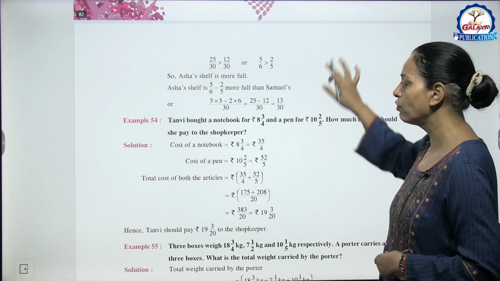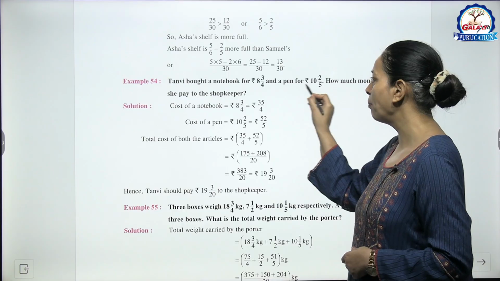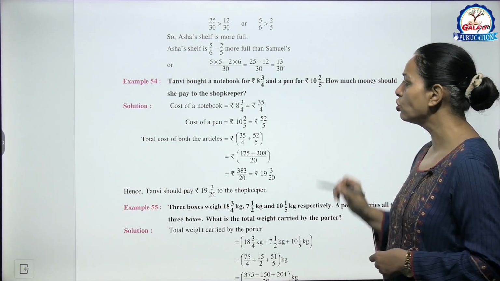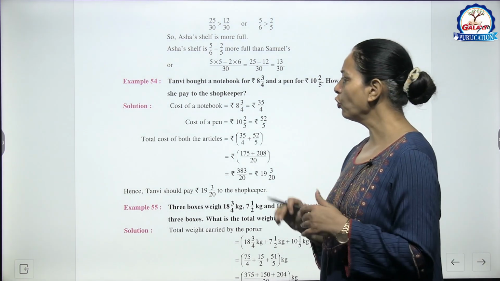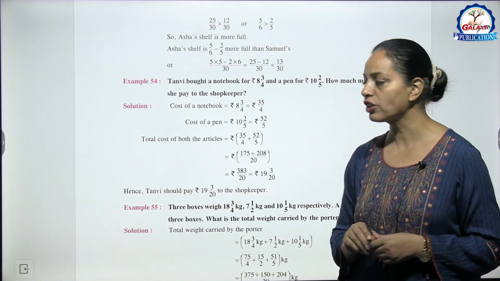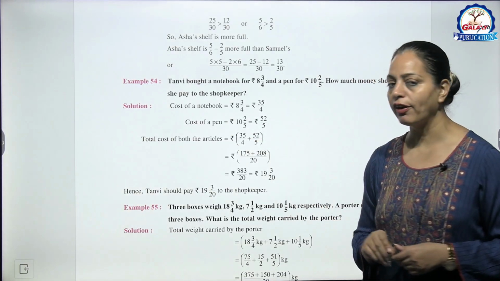Now example 54. Tanvi bought a notebook for rupees 8 whole 3/4 and a pen for rupees 10 whole 2/5. How much money should she pay to the shopkeeper? Means total. So cost of a notebook rupees 8 whole 3/4, convert into improper fraction 35/4. Cost of a pen 52/5.